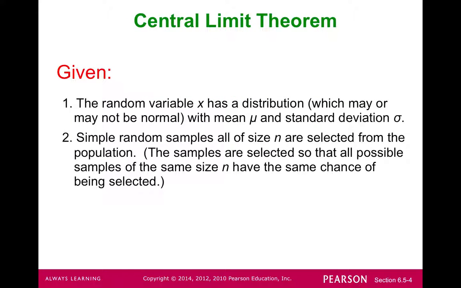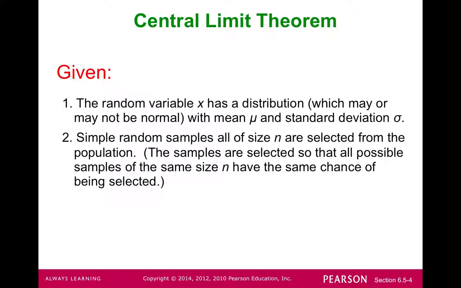Okay, some things about the central limit theorem, some givens. The random variable x has a distribution, which may or may not be normal, with a mean and a standard deviation. And these are the symbols for those. And the simple random samples of all of size n, whatever n may be, 10, it may be 20, doesn't matter. It depends on the example, but that n stands in for the number of people that you're going to sample. And they're selected from the population.